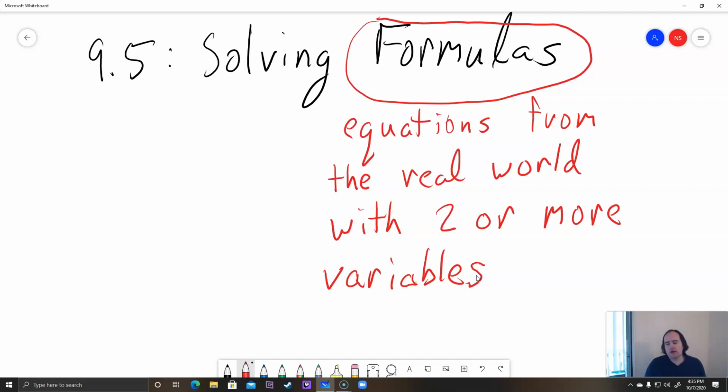And we're going to be working on solving them. So we're going to be plugging in numbers, and then we're also just going to be solving for a specific variable. And this is important because as STEM majors in your science courses, it's important that you be comfortable with solving a formula for a specific variable and also plugging in.